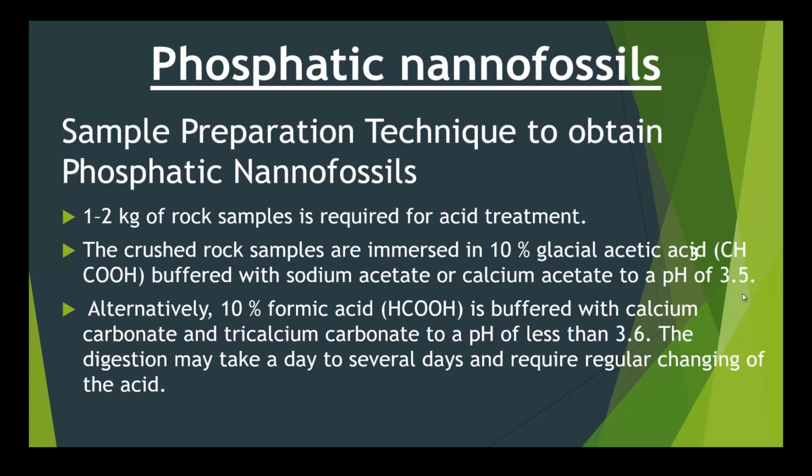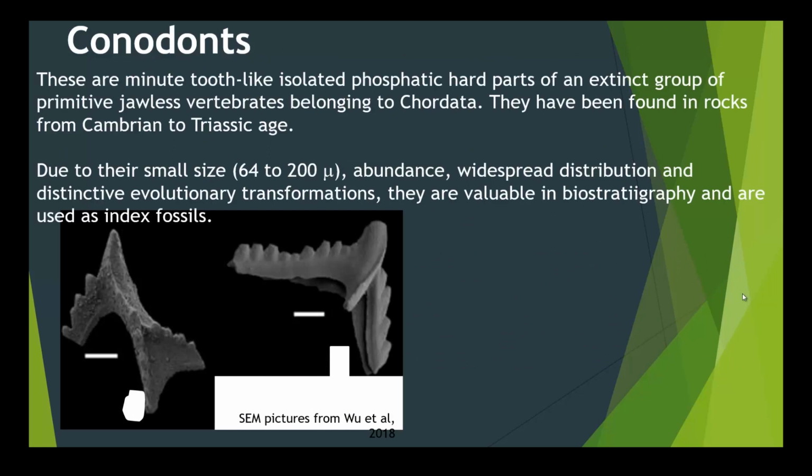Conodonts are the phosphatic nanofossils which we are interested to study. These are minute tooth-shaped isolated phosphatic hard parts of an extinct group of primitive jawless vertebrates belonging to Chordata. They have been found in rocks from Cambrian to Triassic age.